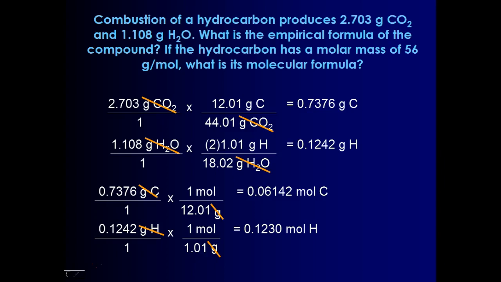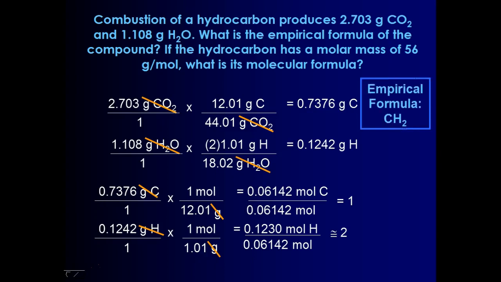At this point I have moles of carbon to moles of hydrogen, so I take the one that has the smallest number of moles, which would be carbon, and I divide both of them by it. That gives me a ratio of 1 for the carbon and really close to 2 for the hydrogen. So my empirical formula would be CH2.